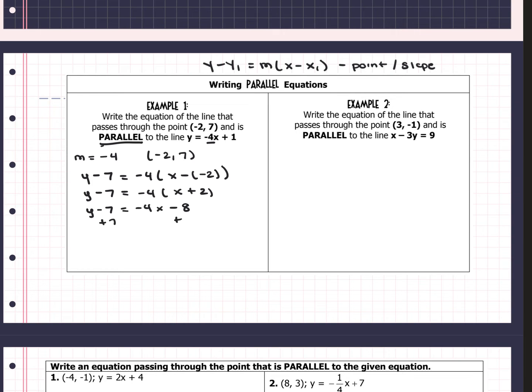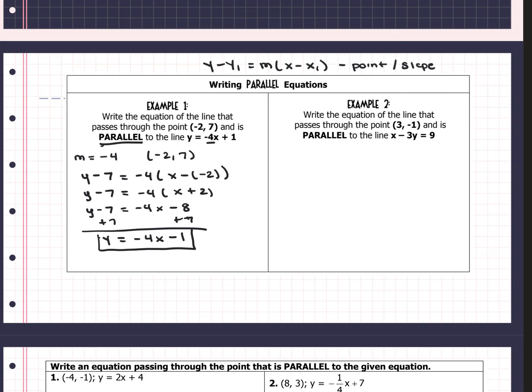Then I'm going to add 7 on both sides. Please make sure that you don't forget this part because y has to be by itself. So I get y equals -4x minus 1. All right? So we can see here that these lines are parallel. They'll never intersect. They have the same slope. All right? I'm going to do the exact same thing in example 2.